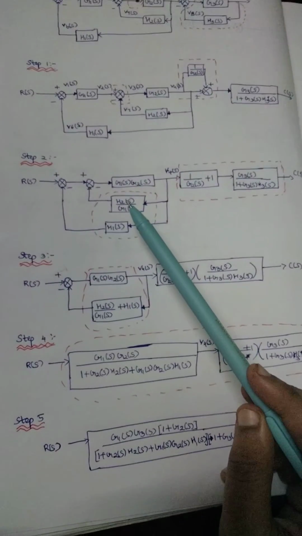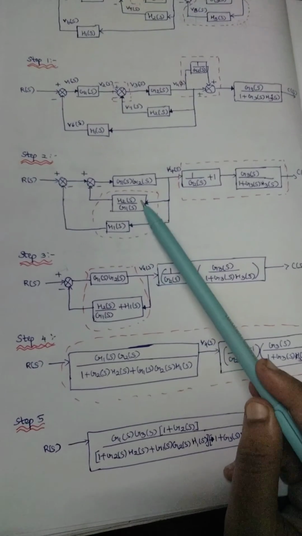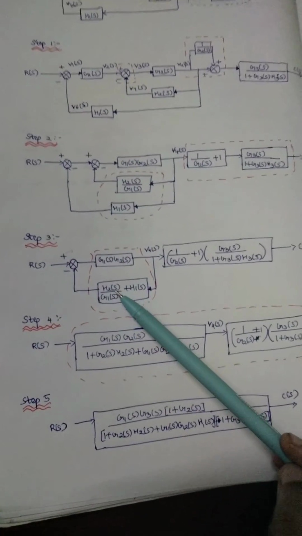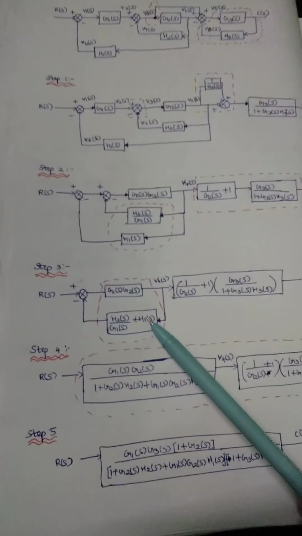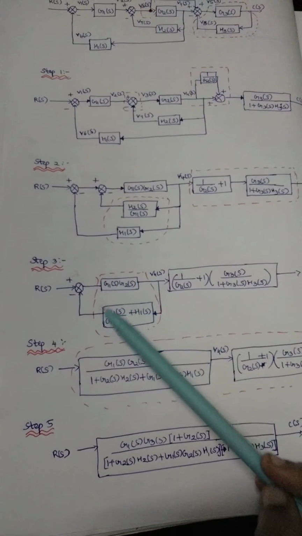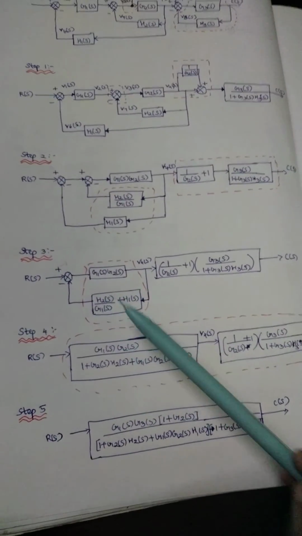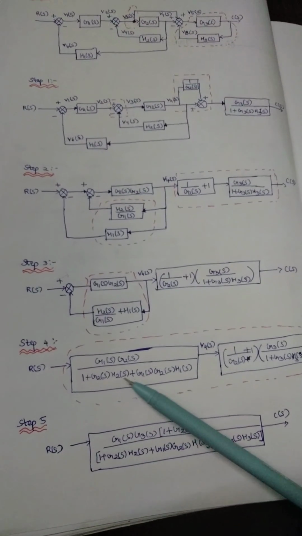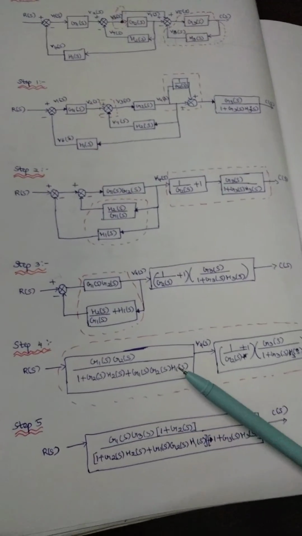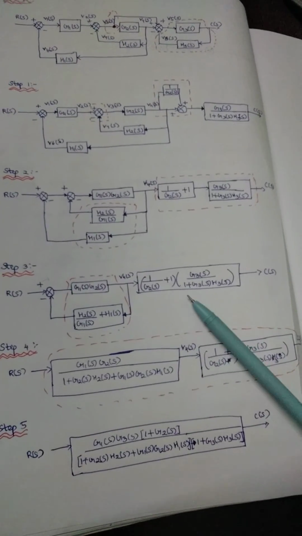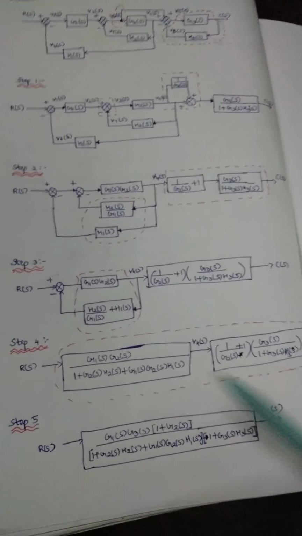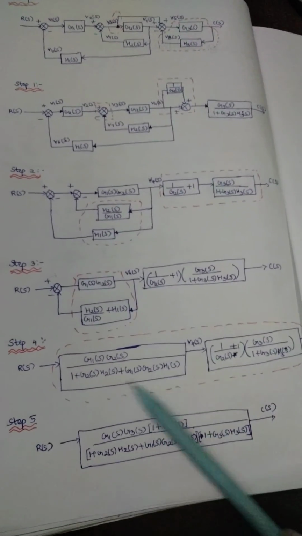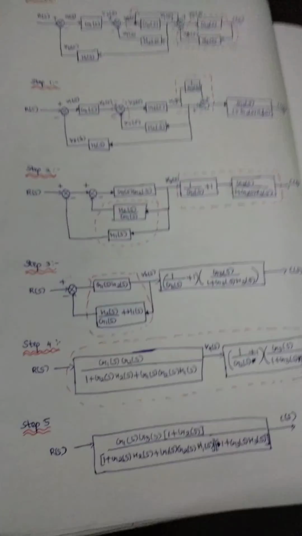So here these two are in parallel, so it will be added: H2 of S by G1 of S plus H1 of S. While this is a feedback loop, G1 of S into G2 of S by 1 plus G2 of S H2 of S plus G1 of S into H2 of S plus H1 of S. Okay, what will be for this? Just multiply this. Okay, these two are in series. Multiply the whole term and you will be getting the answer.